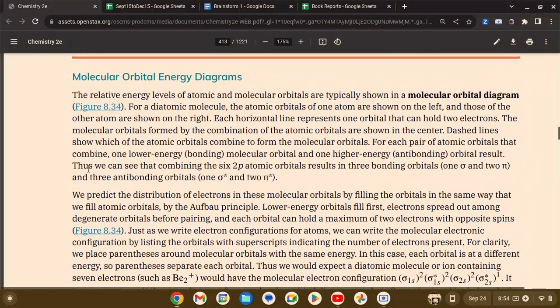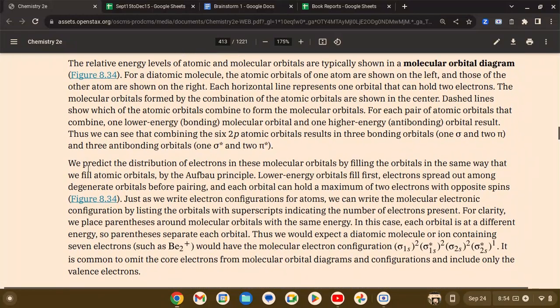Molecular orbital energy diagrams. The relative energy levels of atomic and molecular orbitals are typically shown in a molecular orbital diagram. For a diatomic molecule, the atomic orbitals of one atom are shown on the left, and those of the other atom are shown on the right. Each horizontal line represents one orbital that can hold 2 electrons. The molecular orbitals formed by the combination of the atomic orbitals are shown in the center. Dashed lines show which of the atomic orbitals combine to form the molecular orbitals.